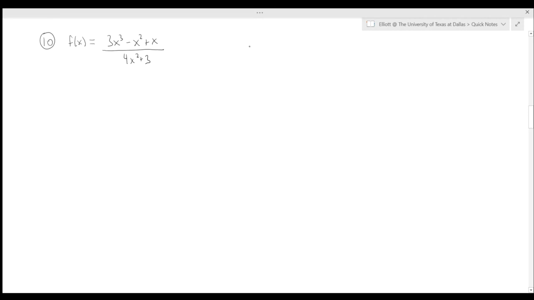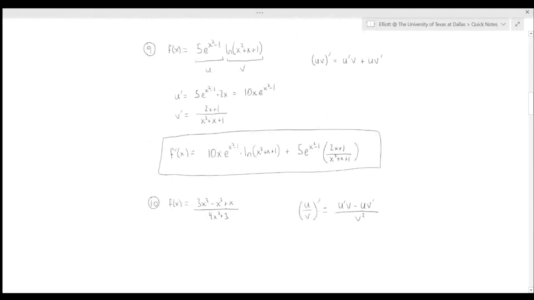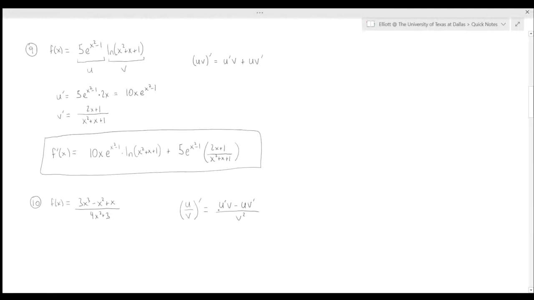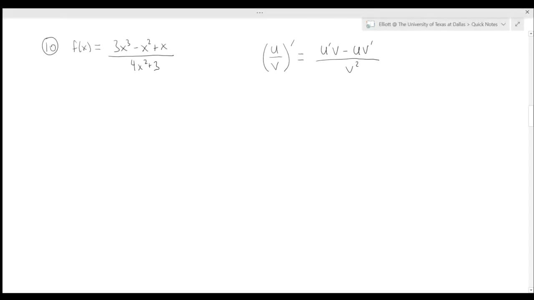So here I'll write down the quotient rule. Again, this is the way that I remember it: u over v prime is u prime v minus u v prime, over v squared. It helps me that, the way I remember it, the numerator of the quotient rule is basically the same as the product rule, except it's minus instead of plus. Thinking of it like that helps me to remember it. Okay.